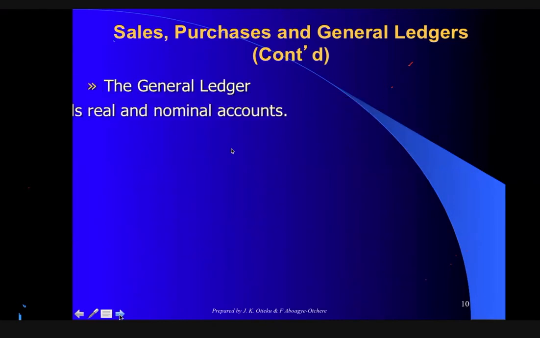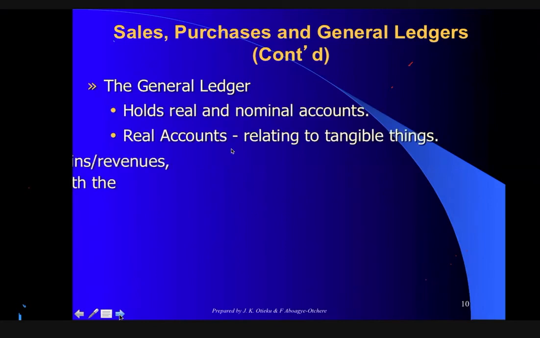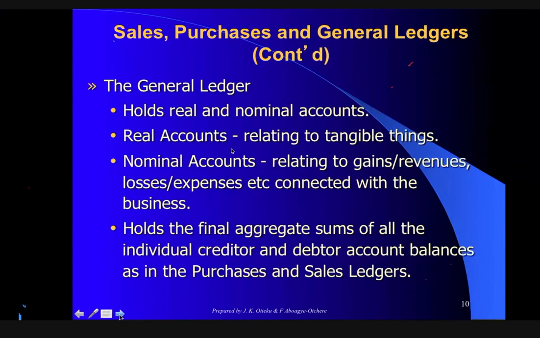Great. Okay, so let's look at the things that would go into the general ledger. Basically, the general ledger will hold real and nominal accounts. Remember we spoke about real and nominal accounts. The real accounts are what? Tangible accounts, property relating to tangible things. And nominal accounts we said were revenues, losses or expenses or capital items, right? So all those issues relating to all those things would be recorded in the general ledger, right?